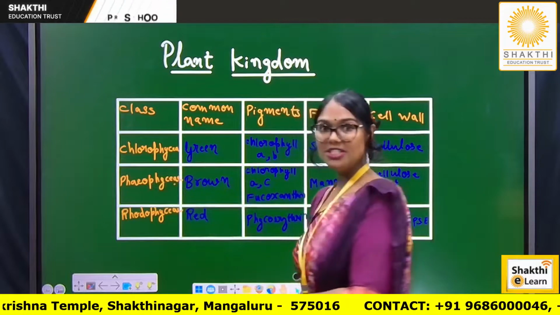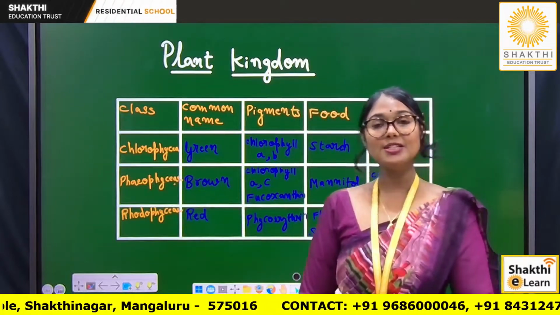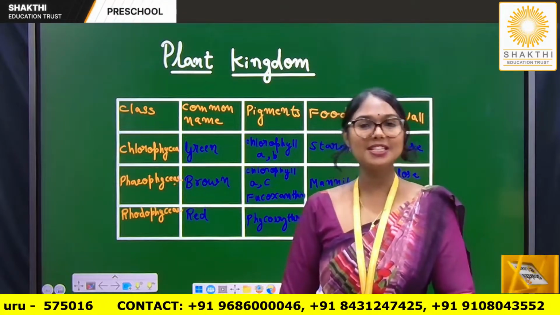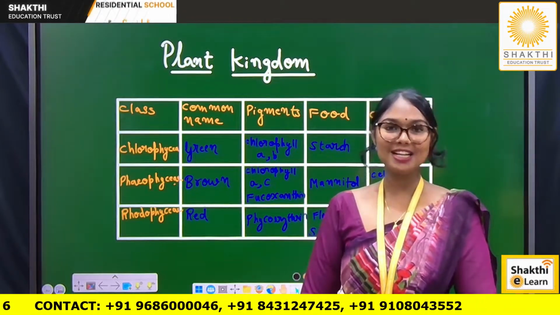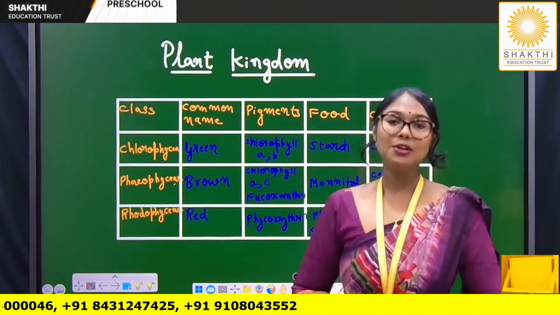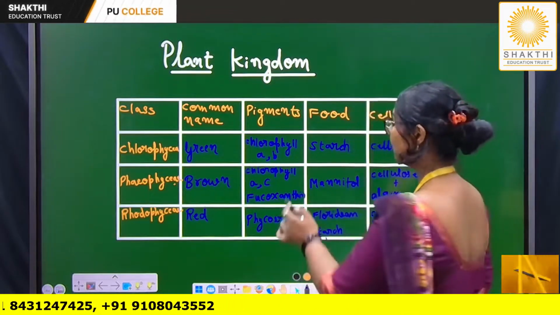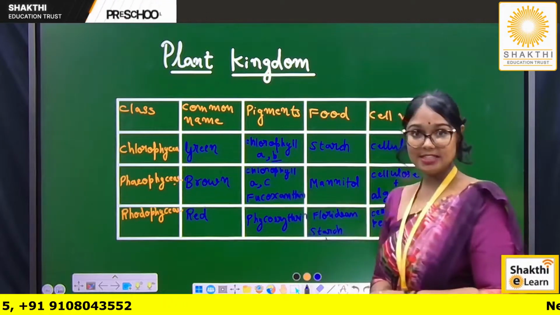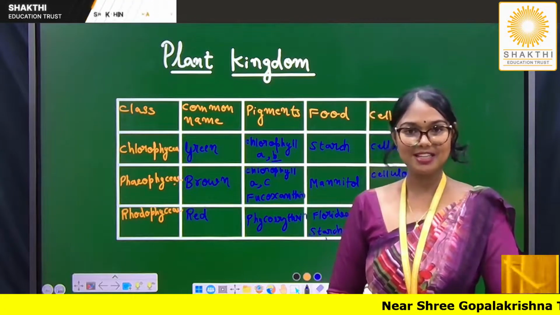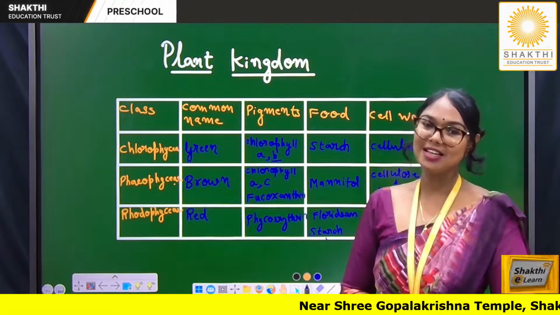As you have already seen, chlorophyceae is commonly called the green algae. It is called green algae because it is green in color. Why is it green in color? Because it contains chlorophyll a and chlorophyll b. Since these two chlorophyll pigments are present, the algae appears green in color and hence the name green algae.